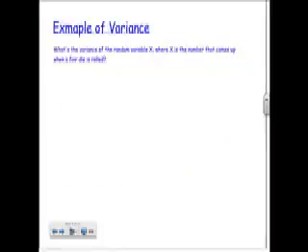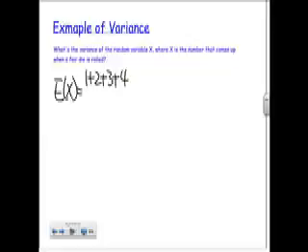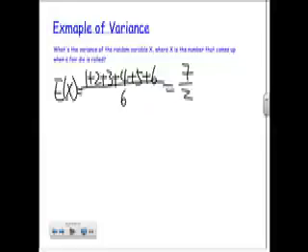So here is an example of variance. What is the variance of the random variable x, where x is the number that comes up on a roll of a die? First of all, we need to find the expected value of x, which is, by definition, (1 plus 2 plus 3 plus 4 plus 5 plus 6) over 6, which gives us 7 over 2.